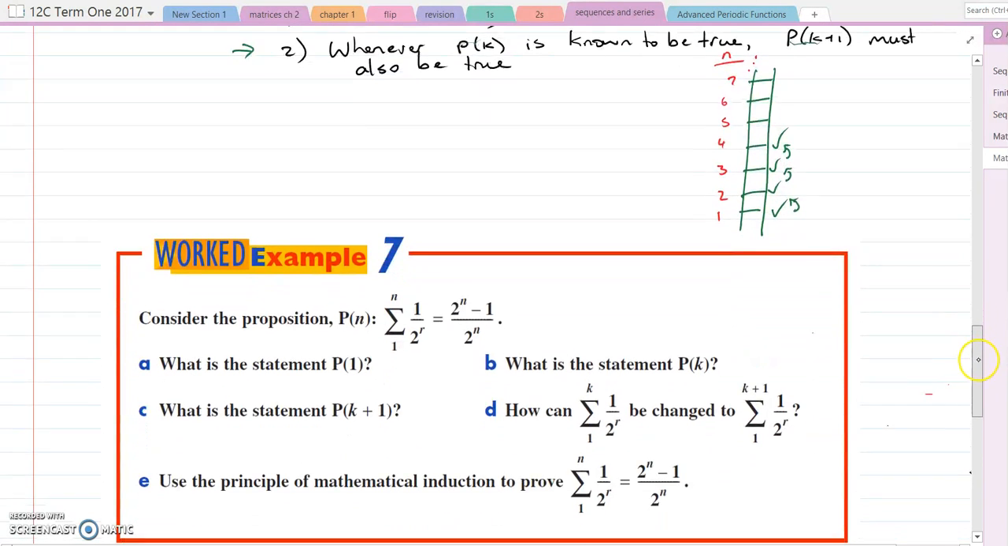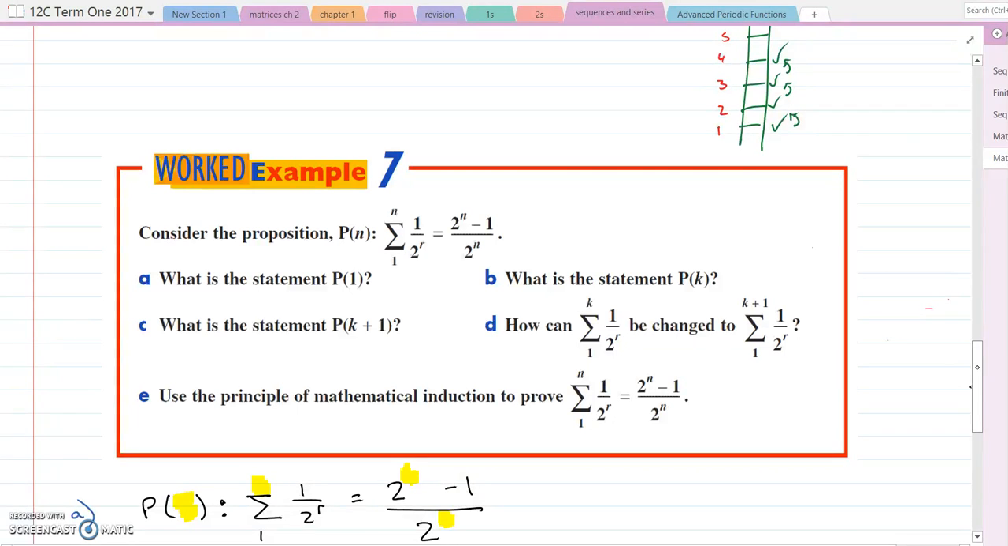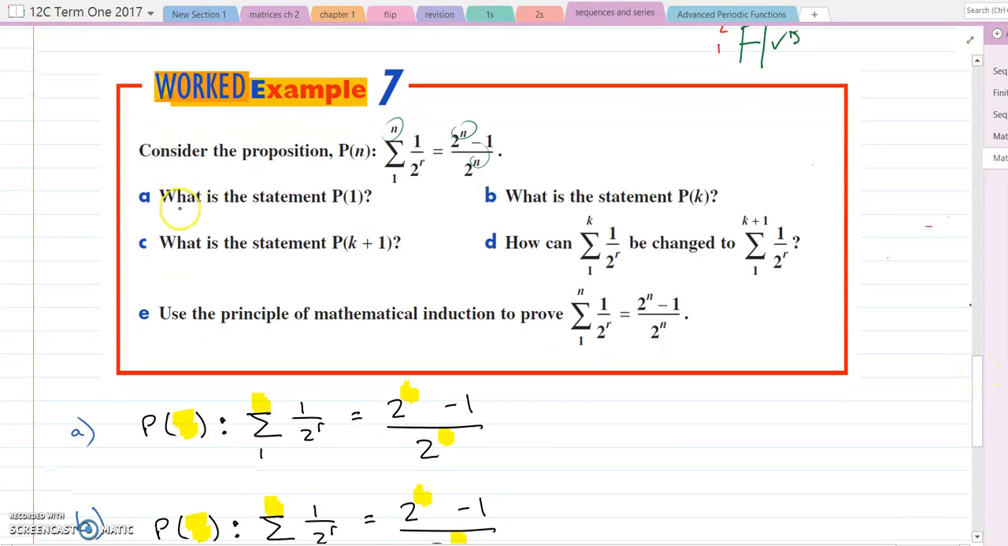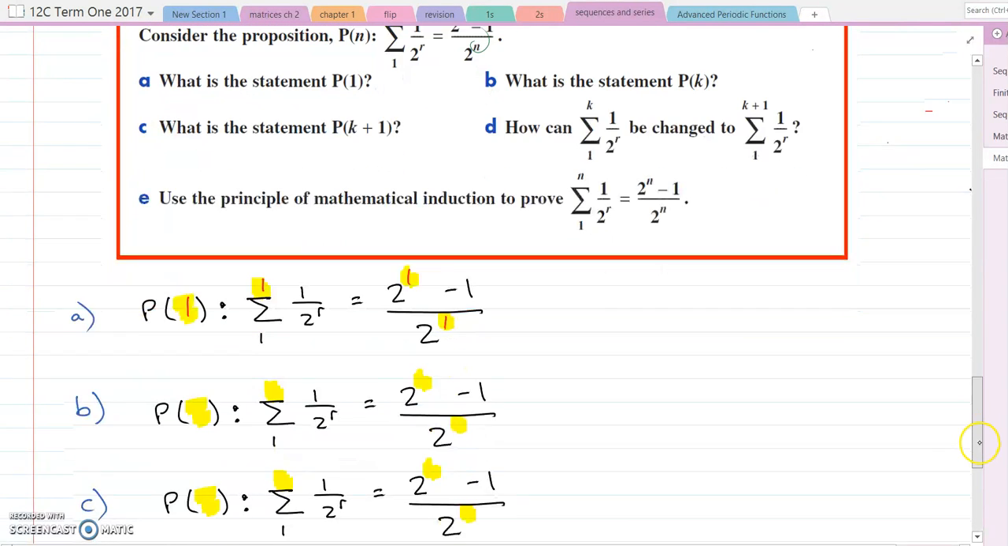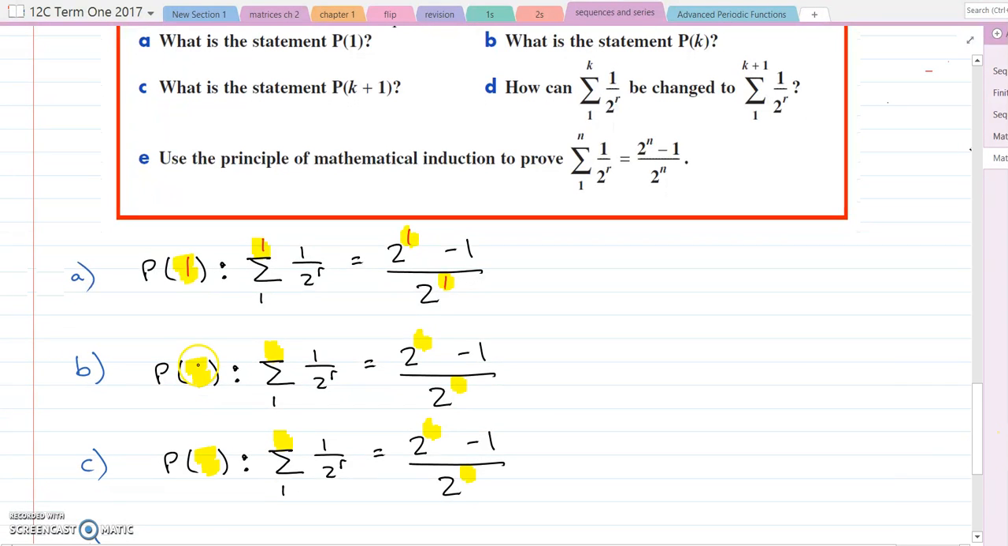Here's the example. Here's our proposition that we need to prove is true. It's written like a function, proposition in brackets n, and here's n in several places in this statement. So what is the statement? Let's look at these steps. What is the statement P of 1? It's basically changing all the n's in this formula to 1's. So down here, part a, instead of n everywhere, I'm going to write a 1. That's my statement for 1. What is the statement P of k, or what is this, putting a k there?